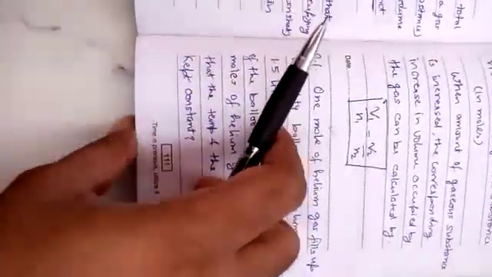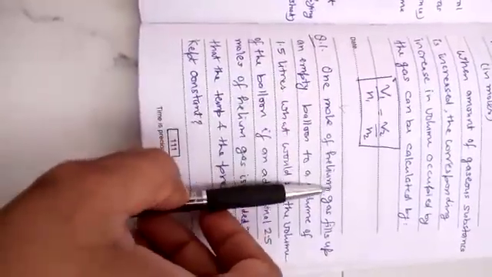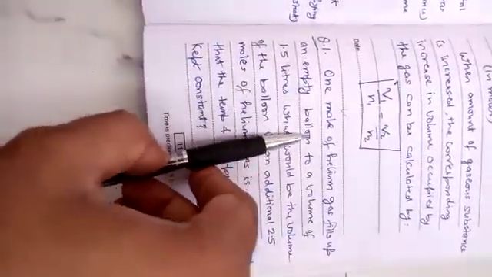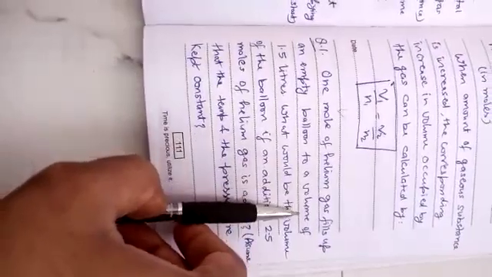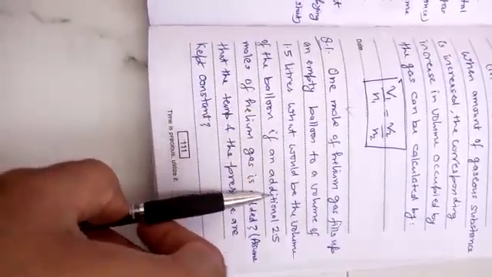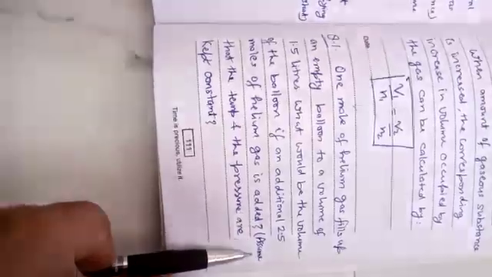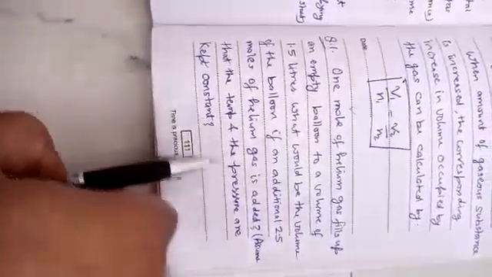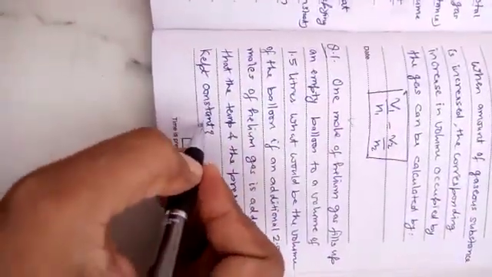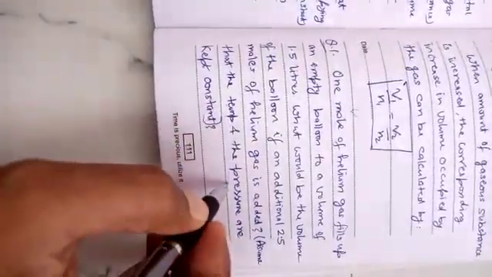Now let us consider two examples. Example number 1. 1 mole of helium gas fills up an empty balloon at a volume of 1.5 liter. What would be the volume of the balloon if an additional 2.5 moles of helium gas is added? Assume that temperature and pressure are kept constant. Means in this case also these two are constant, temperature and pressure.